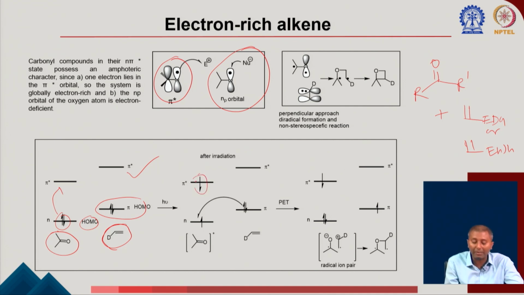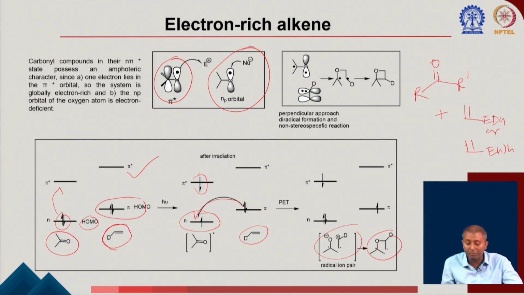Then what is going to happen? If you look into it, you have a pi electron here in the olefin, and you have this n. Now this n and pi are going to interact with each other. So there will be a photo-induced electron transfer happening from here to here. That can form this radical ion pair, and at the end it is going to form this type of biradical species, and then it forms the corresponding product.